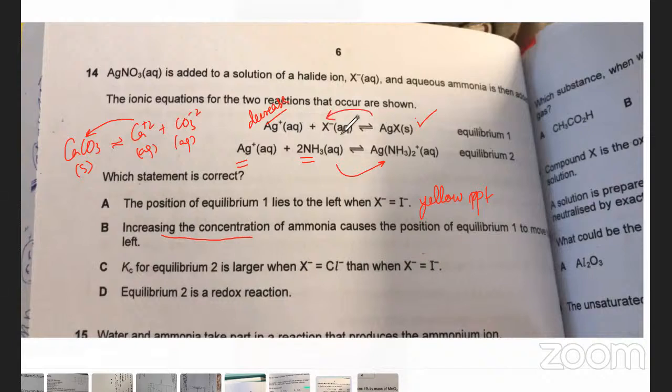So understand this, that equilibrium number two is kind of indirectly affecting equilibrium number one. You're increasing the concentration of ammonia. When you do that, the equilibrium moves to the right. That means in the solution, the concentration of silver ion decreases. And if it decreases, the first equilibrium would move to the left. So he's saying that the position of equilibrium number 1 moves to the left, which I think is right. Is that clear?